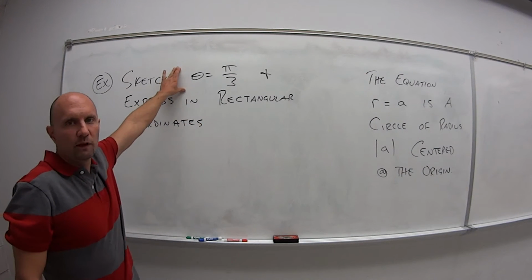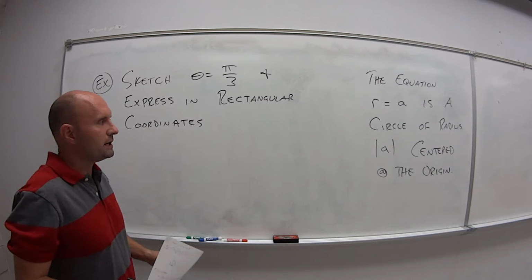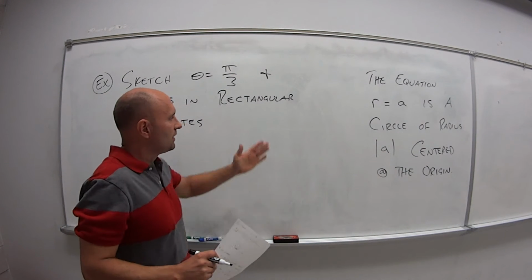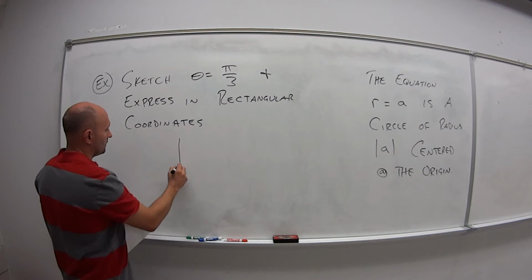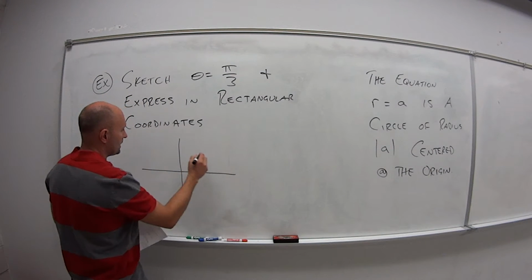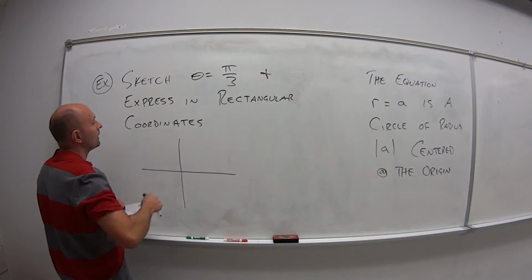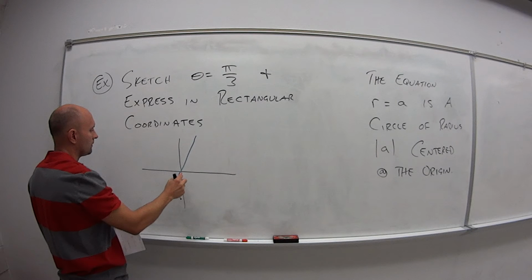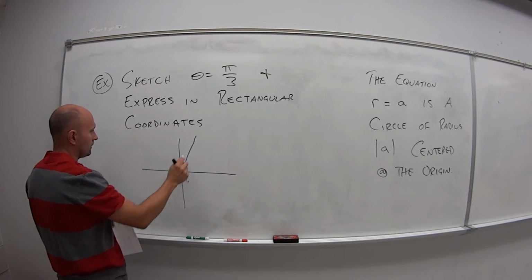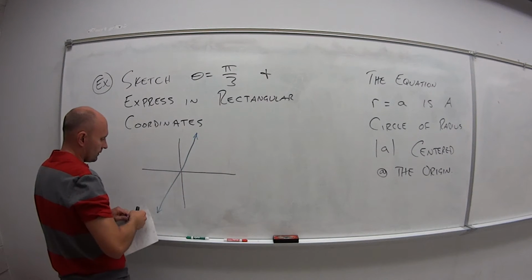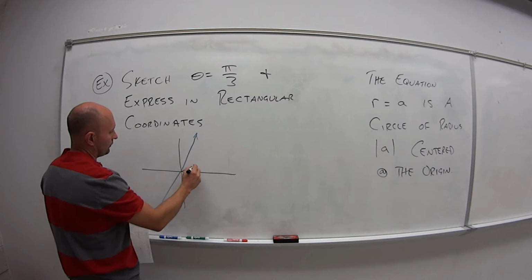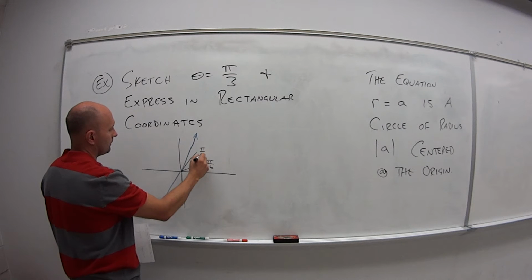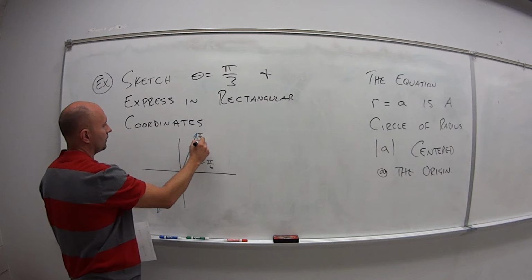So let's look at the equation we're given. Theta is equal to pi over 3. So that tells me what? I'm not given any information about the radius. It just says that when I am on the radian measure of theta is equal to pi over 3, that's this guy here, right? Because we have pi over 6, pi over 4, and this one, pi over 3.